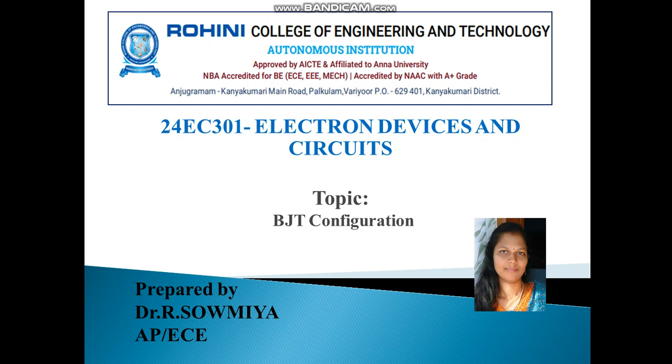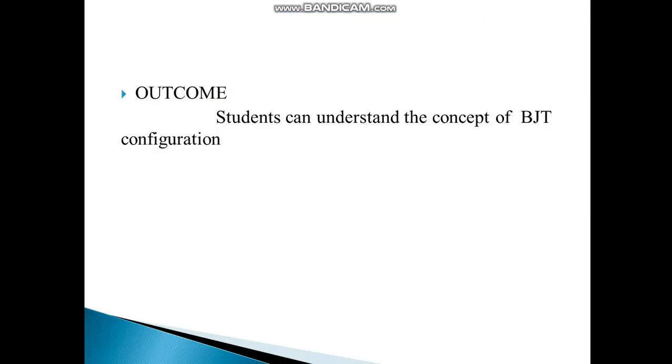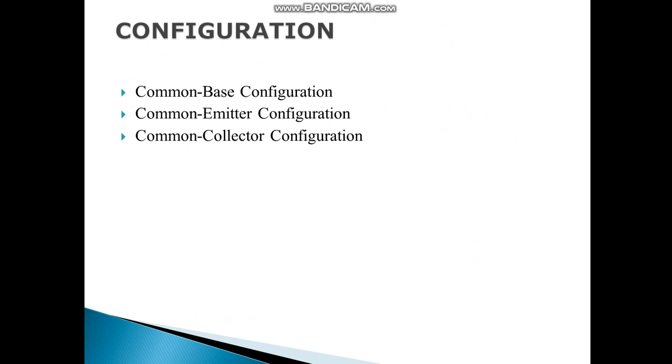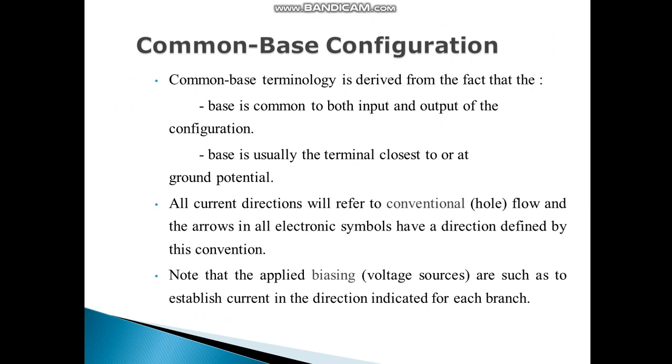The subject is Electron Devices and Circuits. Here we are going to see the topic BJT configuration. In this video, students can understand the concept of BJT configuration. There are three types of BJT configurations. They are common base configuration, common emitter configuration, common collector configuration. Let us see what is common base configuration.